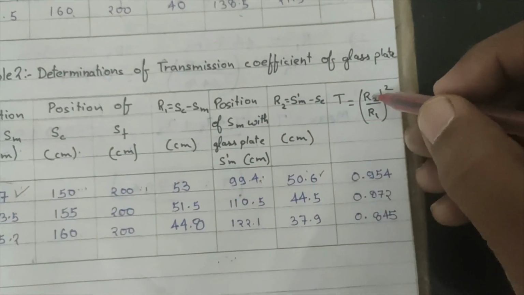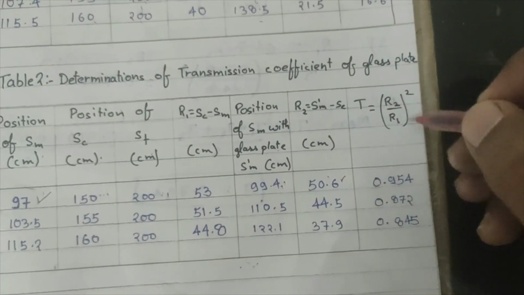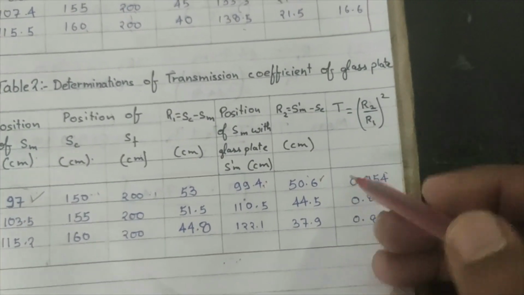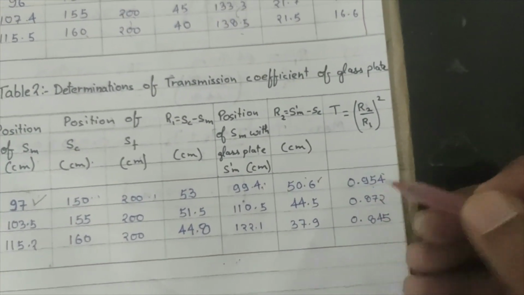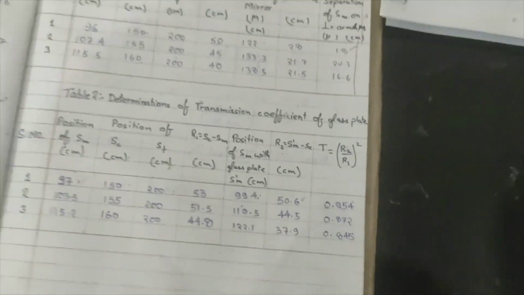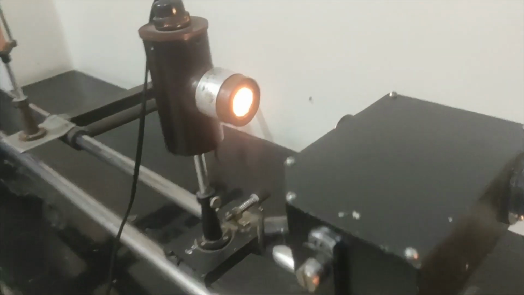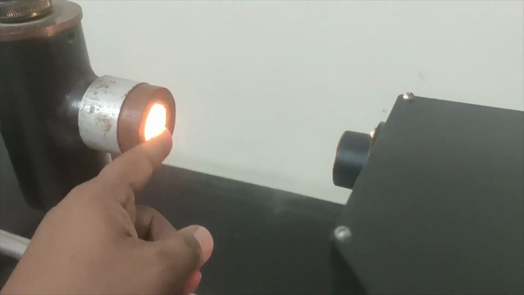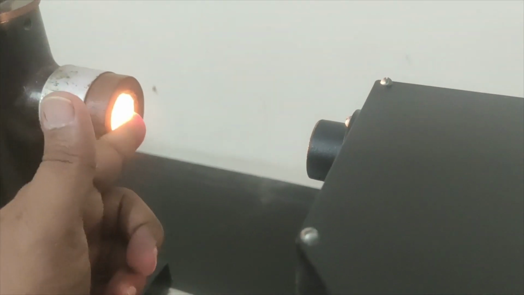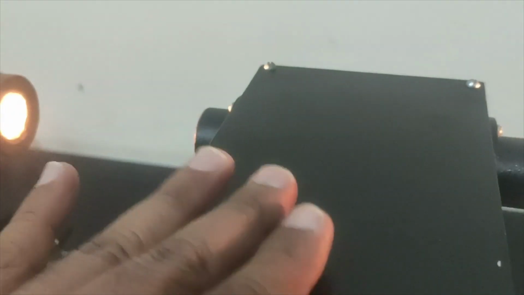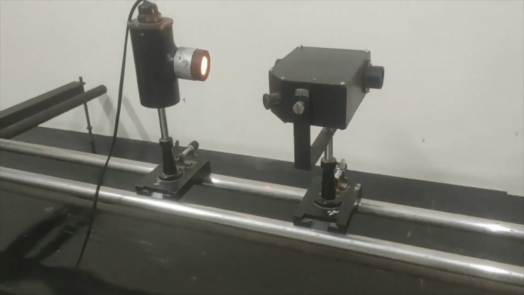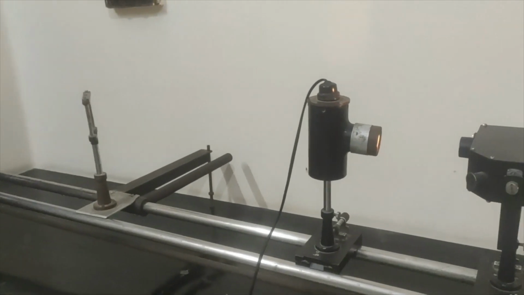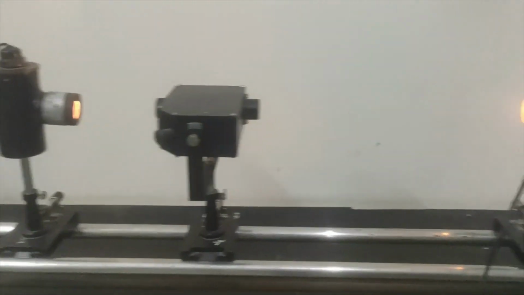So if you divide R2 by R1 and square, this gives you the transmission coefficient of the glass plate. In this case, as you see, it comes out to be almost 95%. So the light coming through this glass plate is almost 95% transmitted and goes to this LB photometer. So this is how we find the reflection coefficient of a mirror and the transmission coefficient of a glass plate.